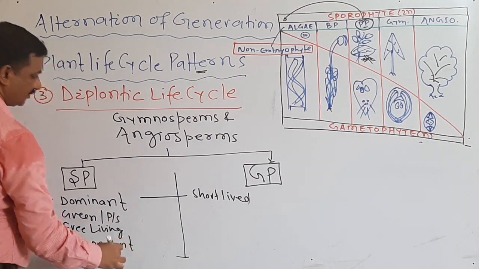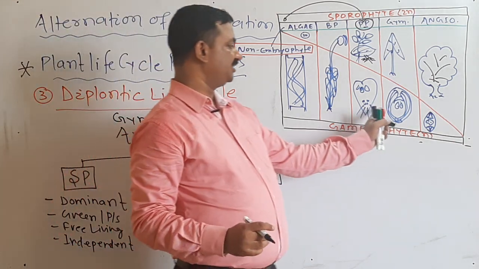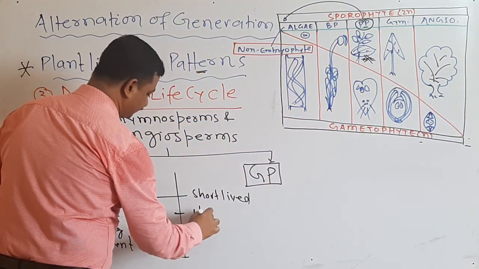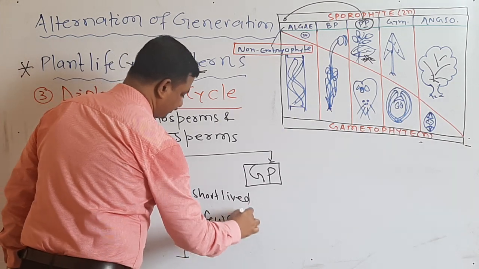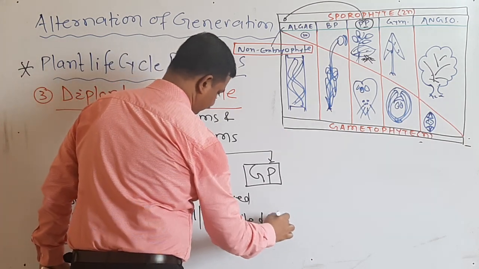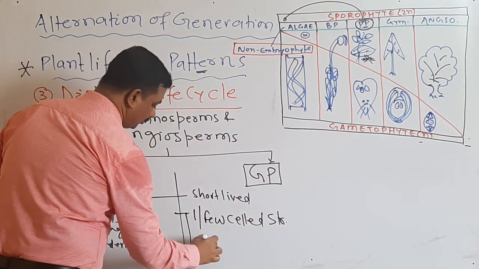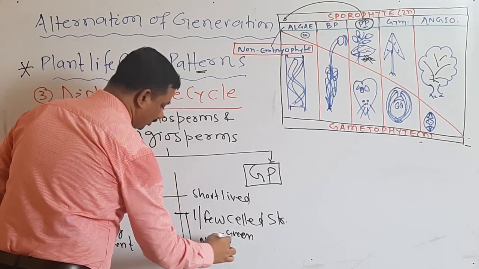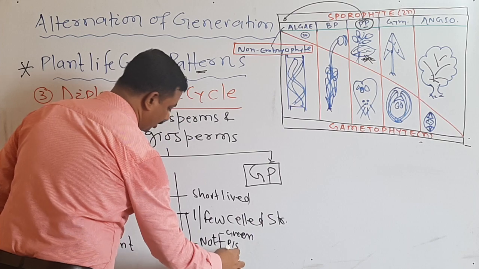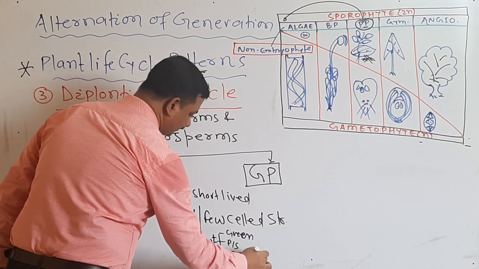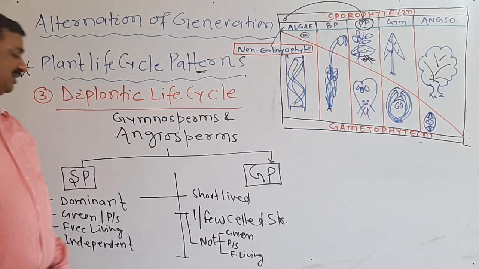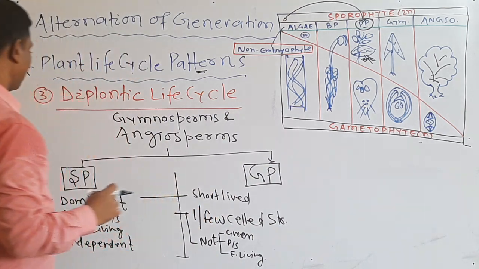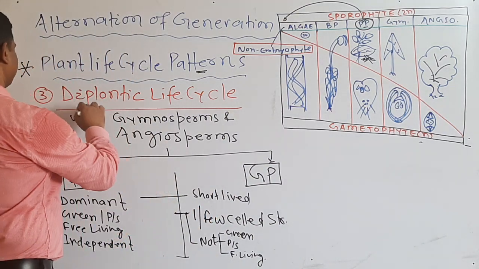But what do you think about the gametophytes? Yes, see, these gametophytes are few-cell structures. So it is one to few cell structure. It is not green. Since not green, it is not photosynthetic, not free living. So these are the very common terms. Now you are very well versed in all these concepts. So you are finding how this is the diplontic life cycle.